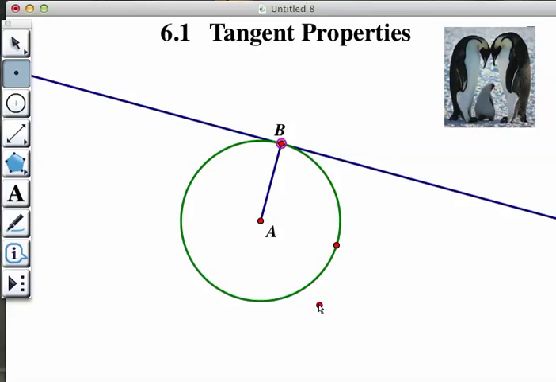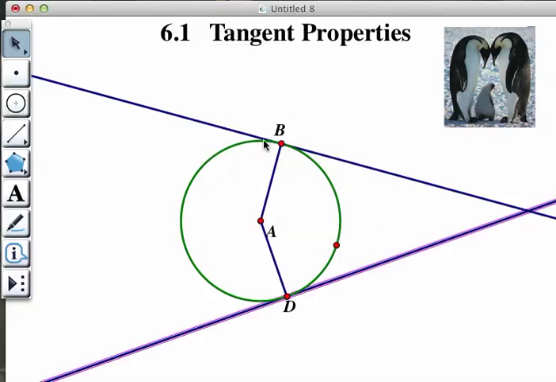Now let's put another point on the circle. See what it names this guy. This is point D now. And let's make another radius AD. Now let's take and make another tangent line, but this time with a point of tangency at D. If I construct another perpendicular line, I've made another tangent line here.